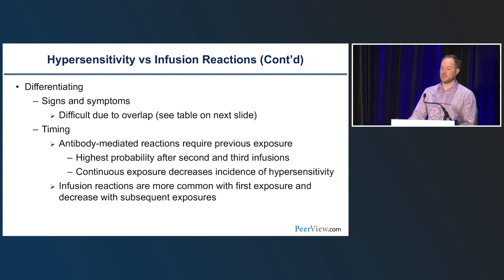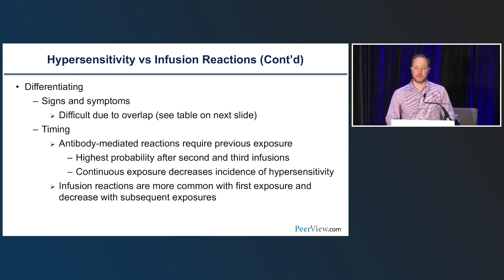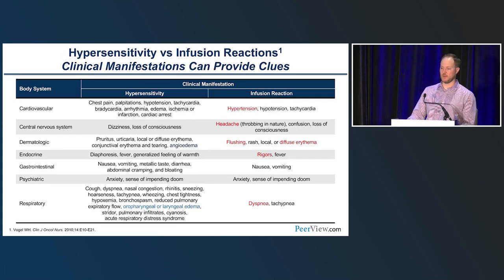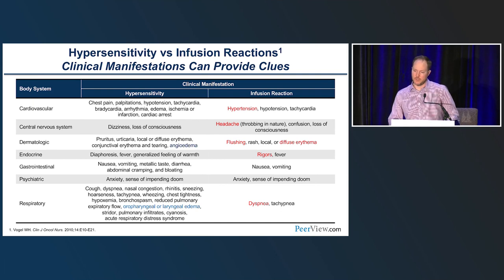And then infusion reactions we know are most common with the first exposure, and they do decrease with subsequent exposures, but it doesn't necessarily rule it out, right? These are just clues for the detective work that we try to do for our patients. And so what can provide clues? This is a table that I often reference in talks, and it's a great review article.